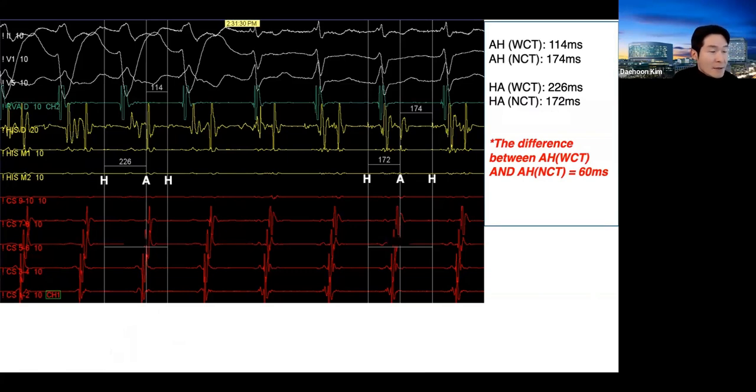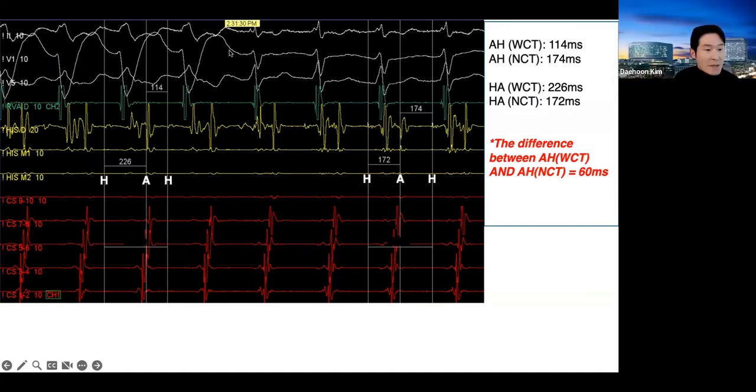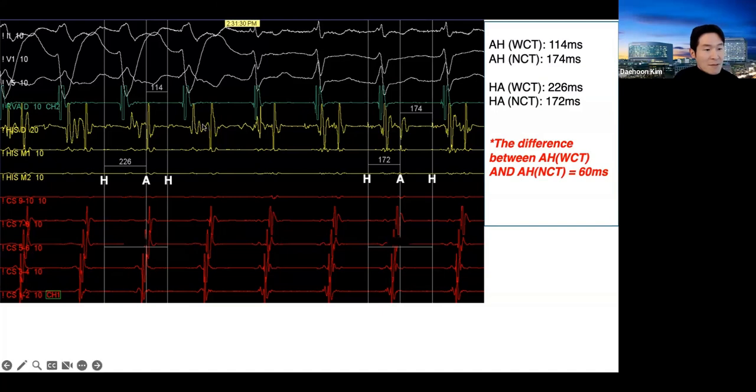I think the first QRS is still wide QRS with bundle branch block, the same degree of bundle branch block, right? But I felt the AH interval just after the false QRS complex prolonged at this time, right? I'm sorry, Dr. Kim, do you mean the AH interval prolonged? Yeah, just before here, you mean? Yeah, right.